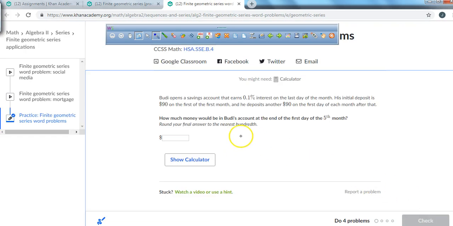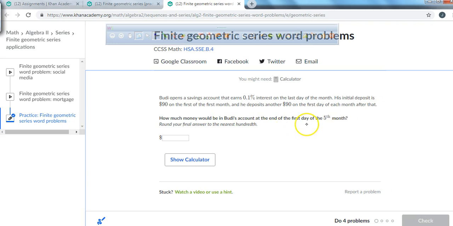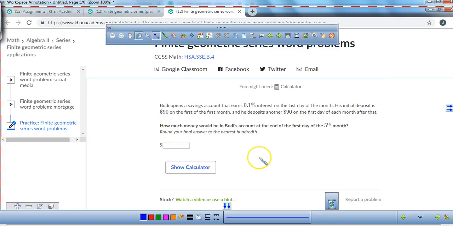It says, Buddy opens up a savings account that earned 0.1% interest on the last day of the month. His initial deposit is $90 on the first of the month, and he deposits another $90 on the first day of each month after that. How much money would be in Buddy's account at the end of the first day of the 5th month? Let's just figure this one out, and we'll call it a day.